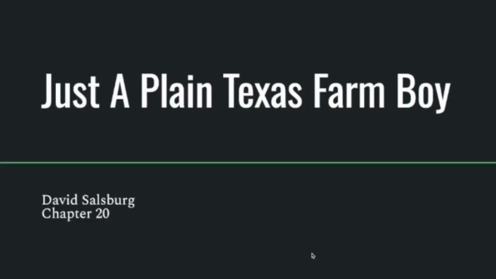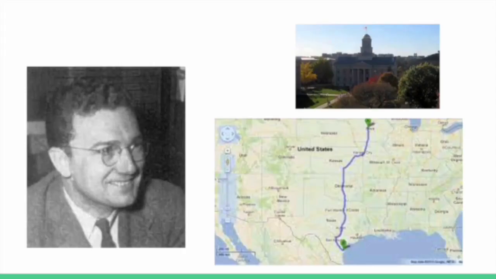Just a Plain Texas Farm Boy is the story of Samuel S. Wilks and his contribution to statistics. Samuel S. Wilks left his Texas family farm to go to the University of Iowa in the 1920s to continue his mathematical studies. The discovery of the world's truth started unfolding through mathematical abstractions.